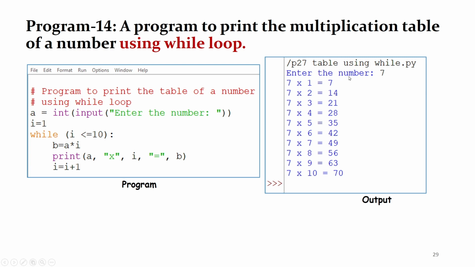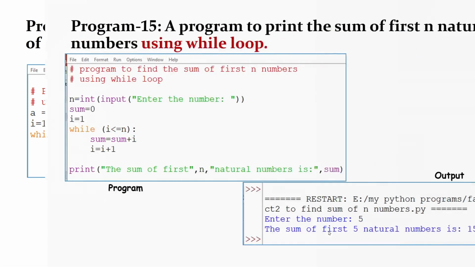So we have entered the value. On executing this program, we have entered the value 7, and then it is printing 7 into 1 equals to 7. Then in the next iteration, when I became 2, after I plus 1, it prints 14, 21, and so on till it reaches 70.